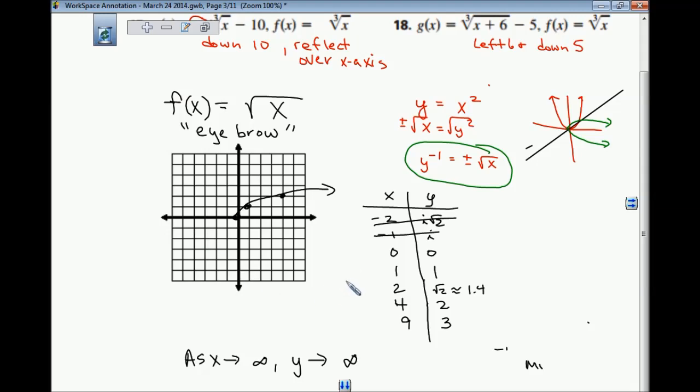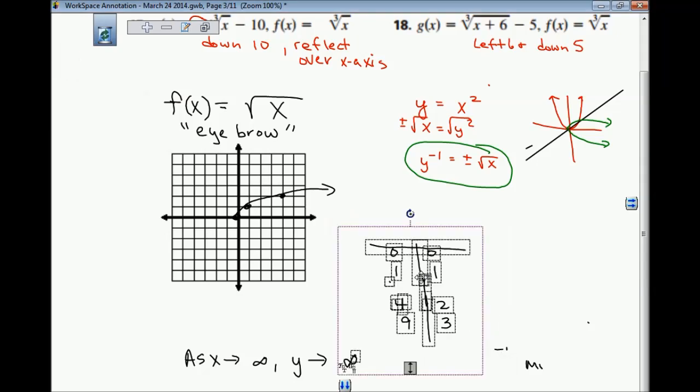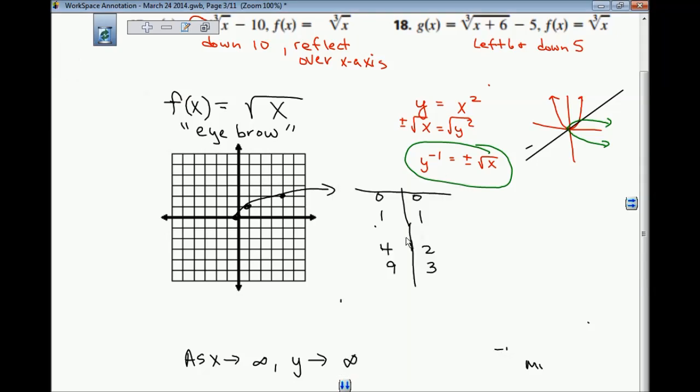Okay, so this is our parent function, guys. And we could think of these right here as being basically our moves for our parent function. We're going to start here, then we're going to go over 1 up 1, over 4 up 2, over 9 up 3. Are we good with our moves from the vertex? So now, just a few minutes ago, we talked about just shifting around, and we can just shift around and then do these moves, and voila, we have the graph.